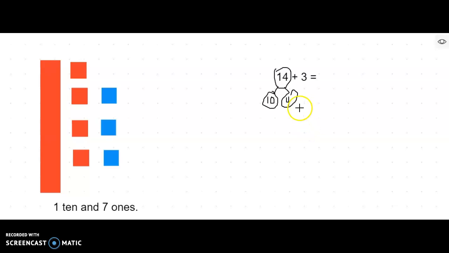Since I'm adding 3 ones, I'm going to be adding 4 and 3. And what's 4 plus 3 again? Yeah, 4 plus 3 is 7. And now that I've added my ones, I need to add my 10. So now I'm going to do 10 plus 7. And what's 10 plus 7? 17. You did great. So that means 14 plus 3 equals 17.